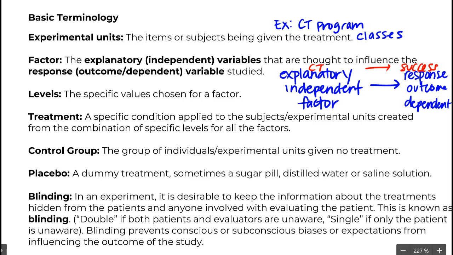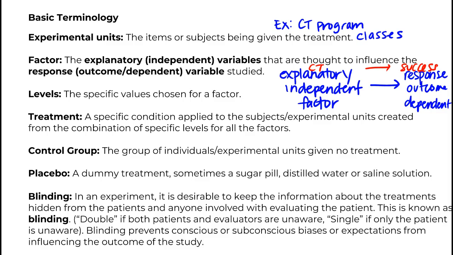The levels would be the specific values chosen for a factor. So in many situations for our factor, it's just yes or no, there is a CT or there isn't a CT. But if you think back to the salt study, maybe they want to give people high salt, moderate salt, low salt. Maybe there are 3 different levels of salt that they're going to put into the different meals. Or maybe it's just 2. Maybe it's the recommendation and maybe it's slightly extra.